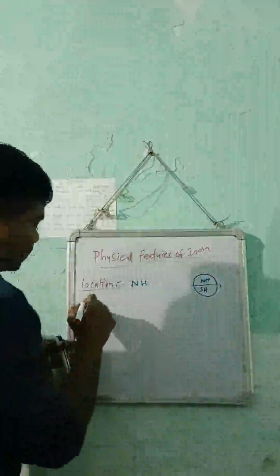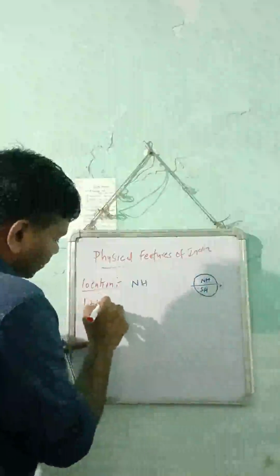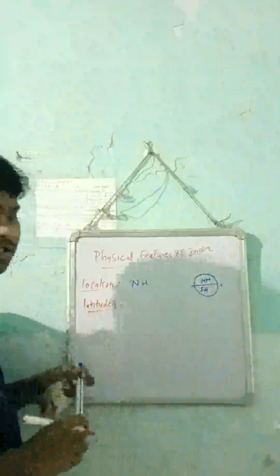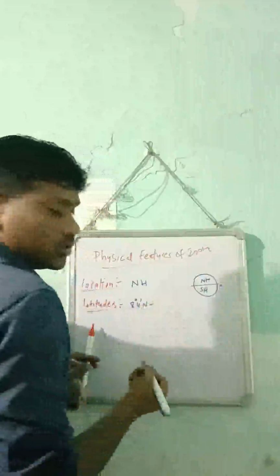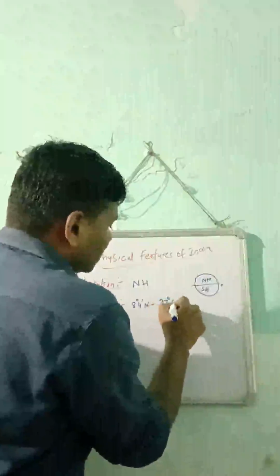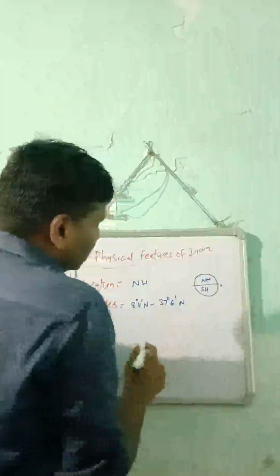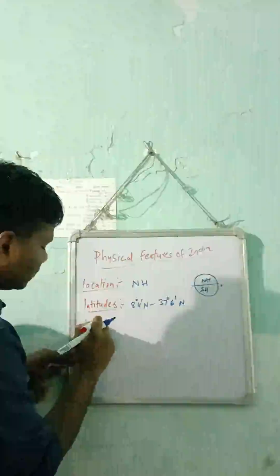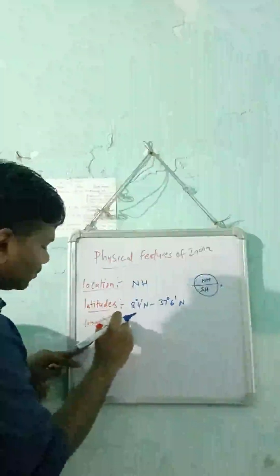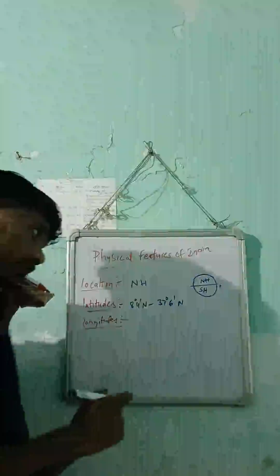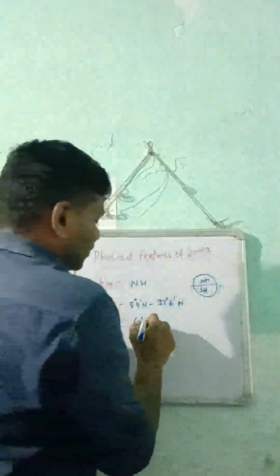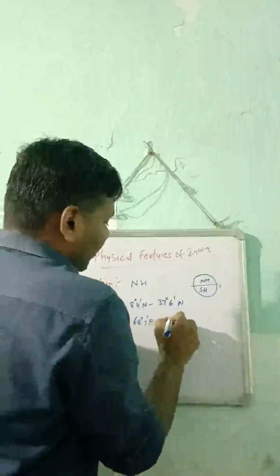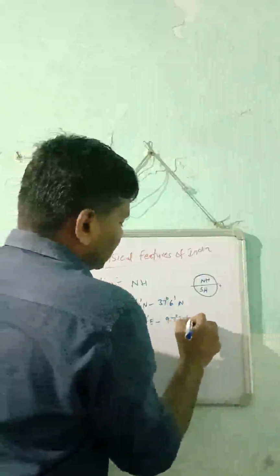Next, latitudes. What is the latitudinal extent of India? 8 degrees 4 minutes north to 37 degrees 6 minutes north. So these are the exact latitudes of India. Next, longitudes. The longitudes of India are 68 degrees 7 minutes east to 97 degrees 25 minutes east.